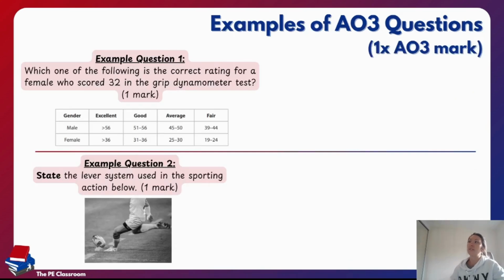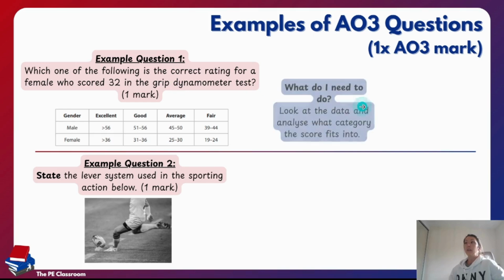Here are some singular AO3 examples. This one doesn't necessarily have a command word, but it's asking which one of the following is the correct rating for a female who scored 32 in the grip dynamometer test, and it's only 1 mark, so you're going to have to make 1 point somewhere. This is obviously wanting you to analyse the data. So for this question you need to look at the data carefully.